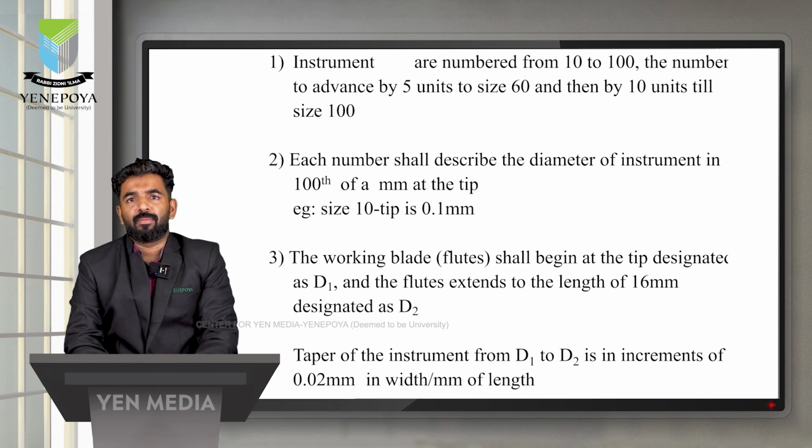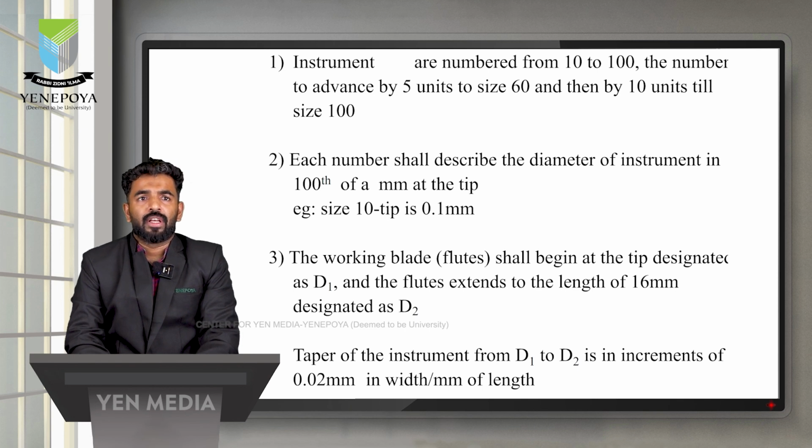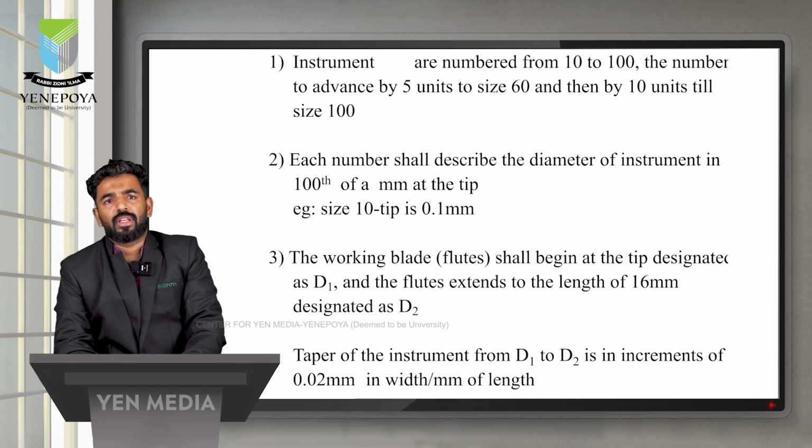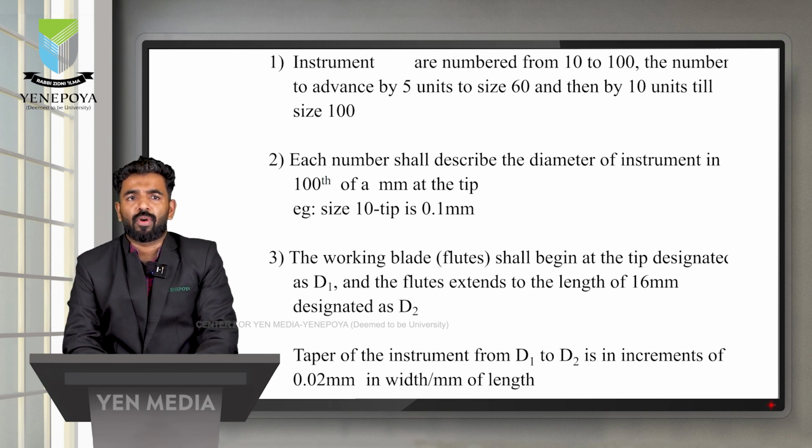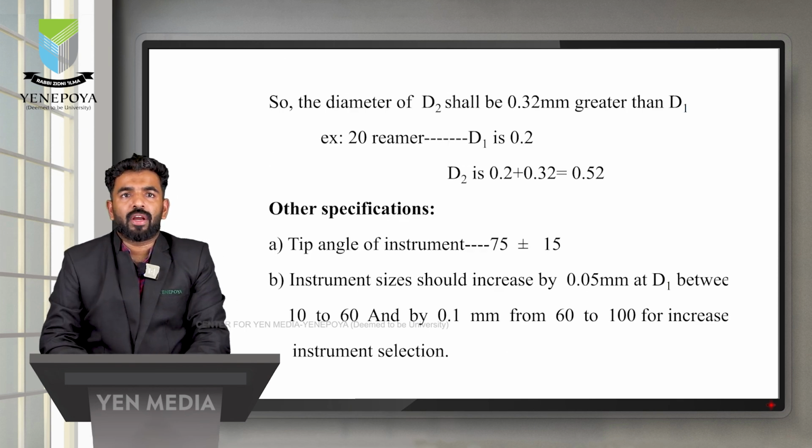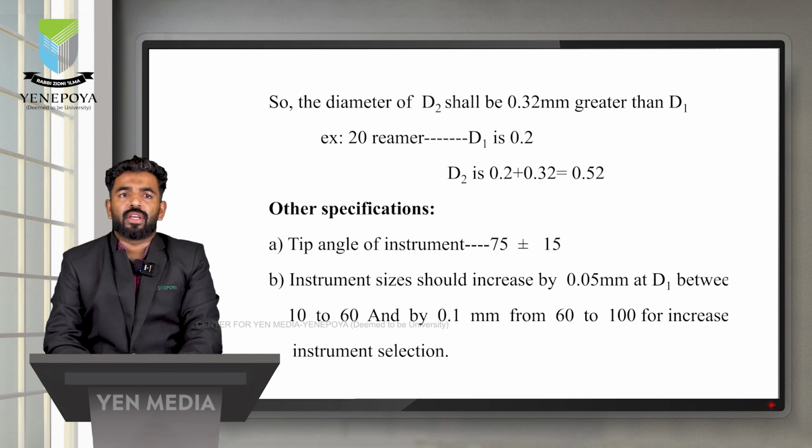The working blade shall begin at the tip, designated D1, and extend to 16 mm, designated D2. The taper of the instrument from D1 to D2 is an increment of 0.02 mm per mm of length. Other specifications: tip angle of the instrument is 75 plus or minus 15 degrees. The instrument size should increase by 0.05 mm at D1 between sizes 10 to 60, and then by 0.1 mm from 60 to 100, for increased instrument selection.